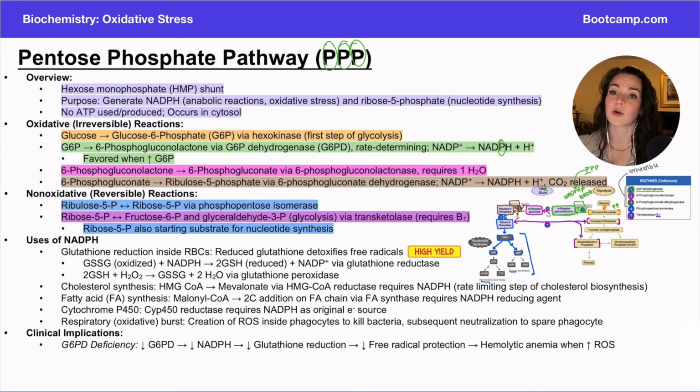So we already talked about why we need the ribose 5-phosphate, but we only kind of loosely touched on why we need the NADPH, right? What are we making all this reducing power for? If your test is tomorrow and you can only remember one thing about NADPH, remember that it is used to help with oxidative stress. What I mean by that is it is specifically used for glutathione reduction within red blood cells, and reduced glutathione can detoxify free radicals.